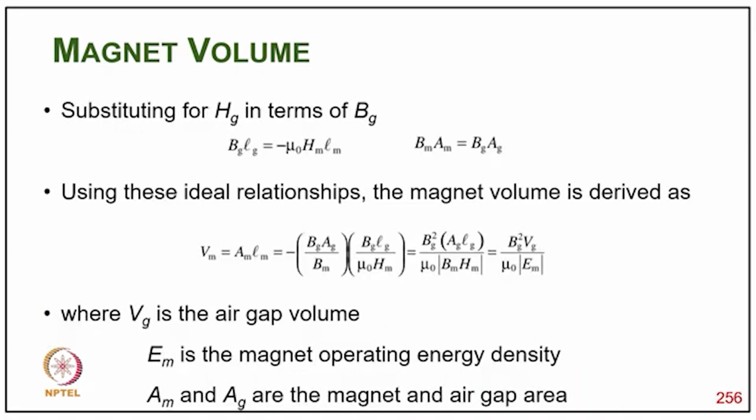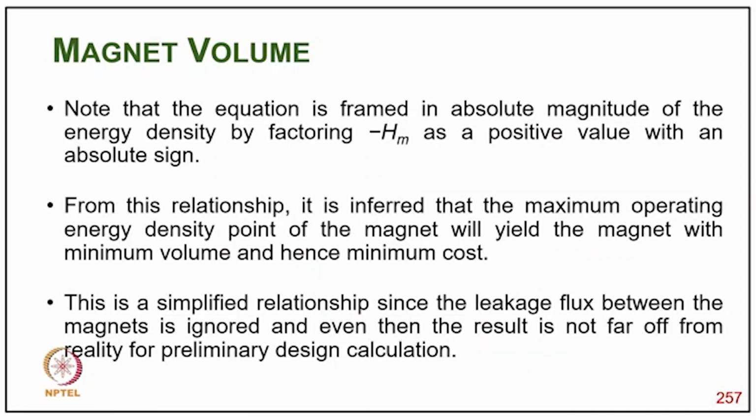So, substituting Hg in terms of Bg, Bg lg equals minus mu0 Hm Lm, where Bm Am equals Bg Ag. Using these ideal characteristics, the magnet volume is derived as Bm Hm Vm equals minus Bg Ag upon Bm, or Bg upon mu0 Hg, or Bg square Ag lg upon mu0 Bm Hm, or equal to Bg square Vg upon mu0 Bm Hm, where Vg is the air gap volume, Bm is the magnet operating flux density, and Am and Ag are the magnet and air gap area.